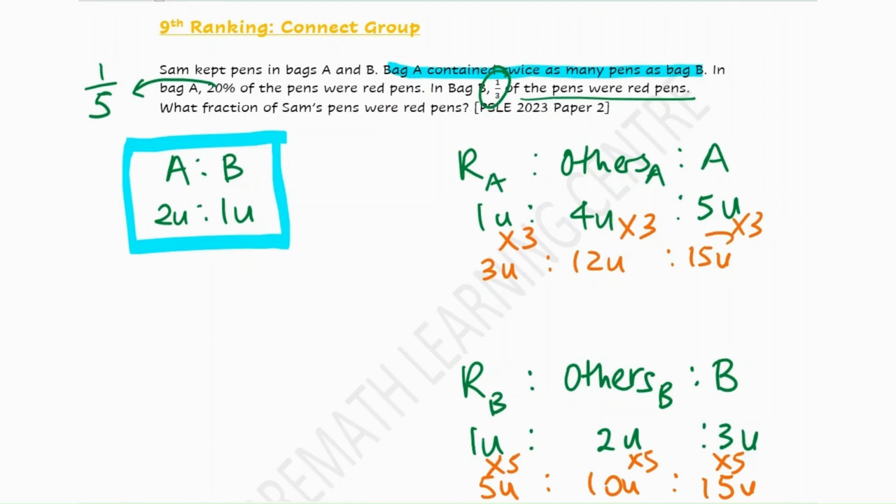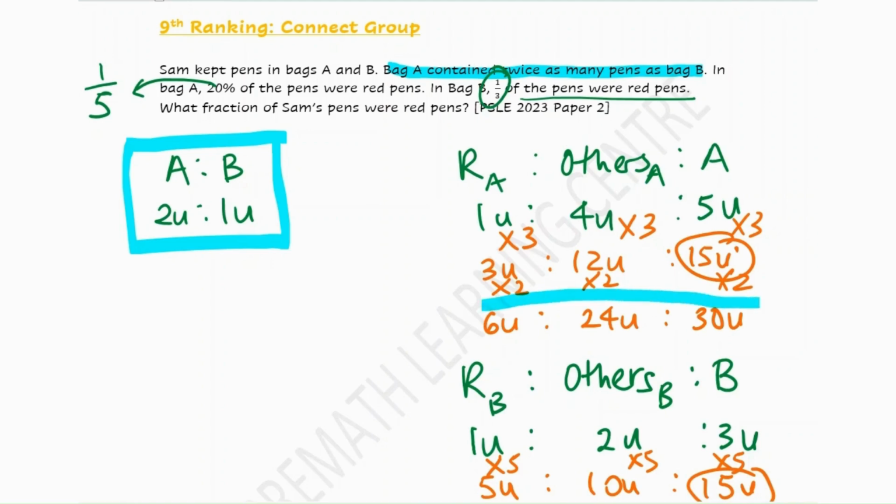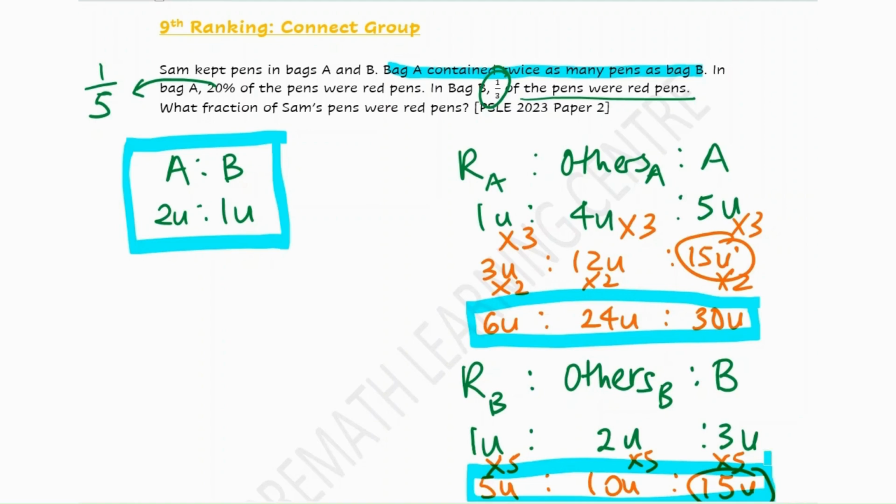So now that A and B are equal, we have to multiply A by 2 so that it will become twice of B. So again, we're going to do this throughout. So we have 6 units is to 24 units is to 30 units. So let's highlight the ratios that we'll be using to answer the question. This is the final ratio that we should be looking at.